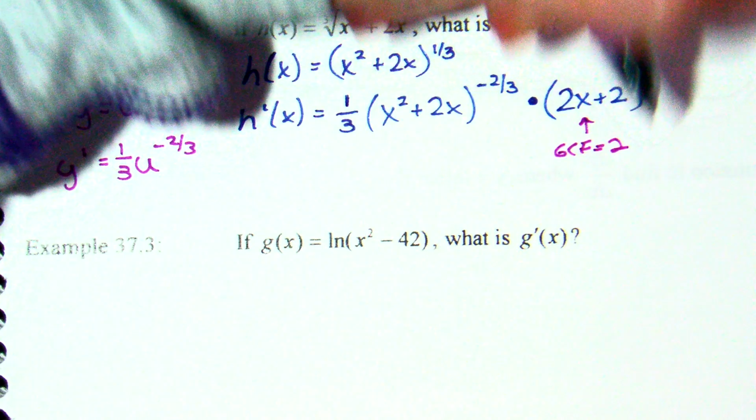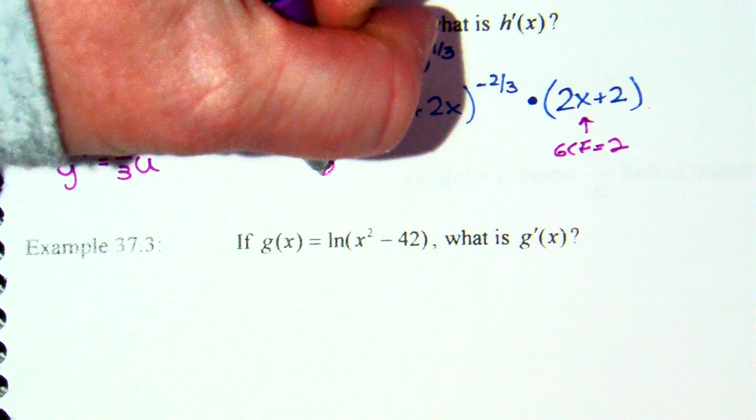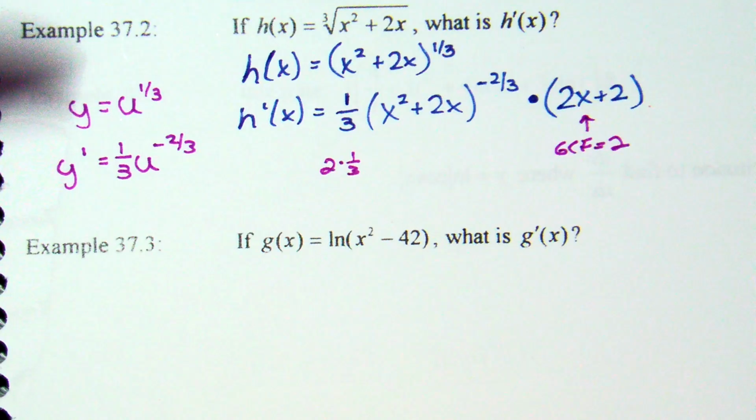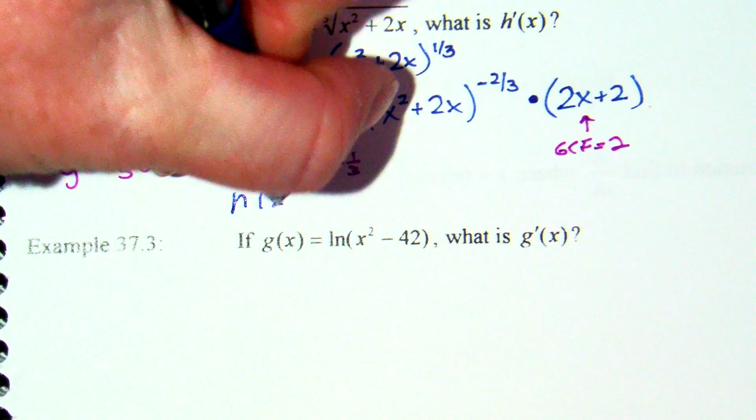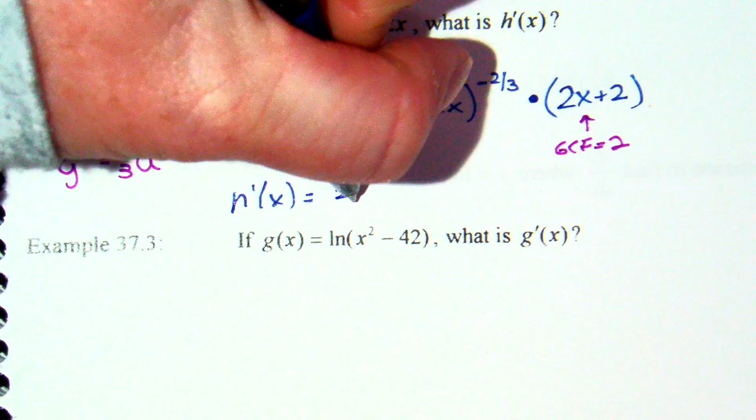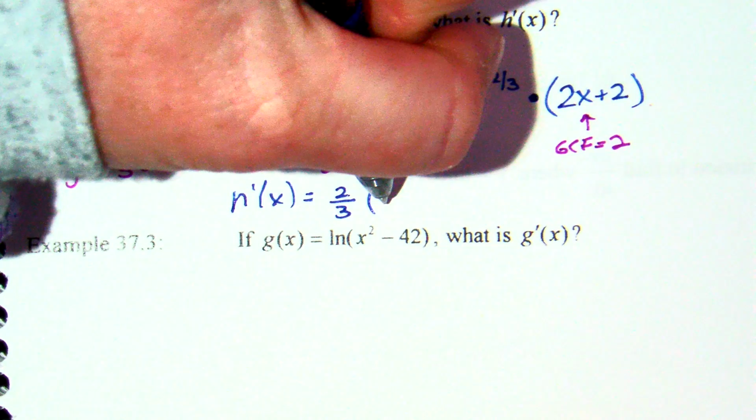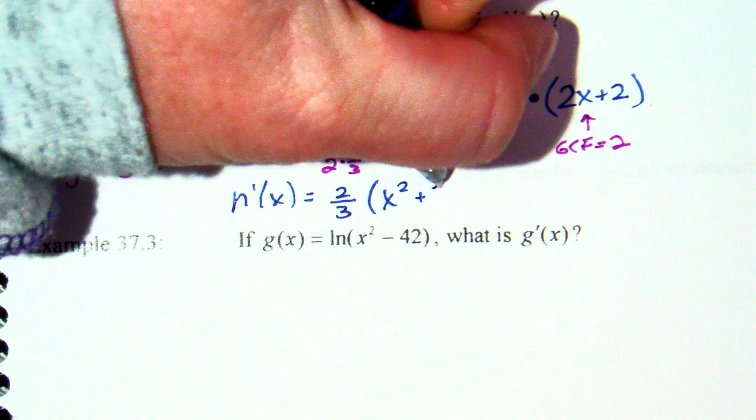Again, they're just equivalent expressions. If you really want to get fancy, in x squared plus 2x there is an x you can factor out. It has to be an x to the 2/3. Again, that's getting a little fancy, but you may see something like that by the end of the school year. Okay, let's try example 3 then.